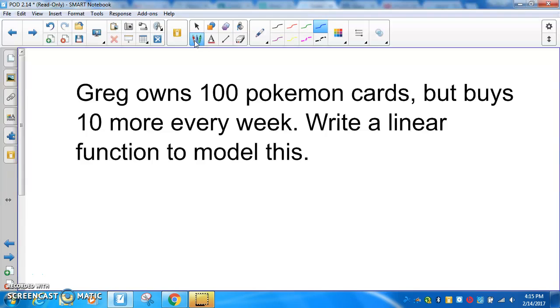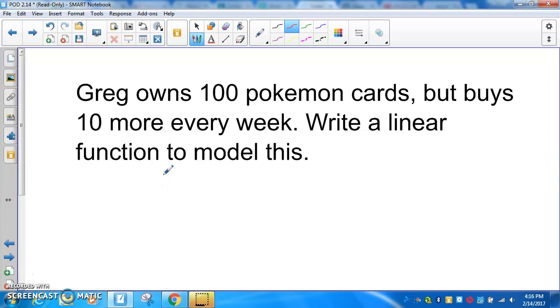This section is over writing linear equations from real-world scenarios. I'm going to show you two examples. The first one is about my friend Greg. He owns 100 Pokemon cards. They're pretty big back when we were kids, but he buys 10 more every week for some reason. He's an adult. I'm not sure why he's doing this, but we're going to write a linear equation.